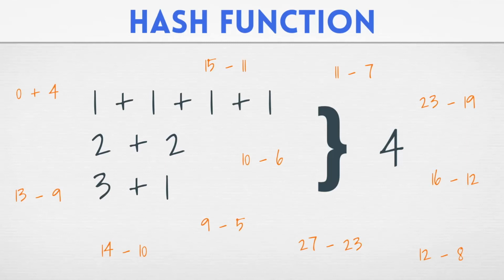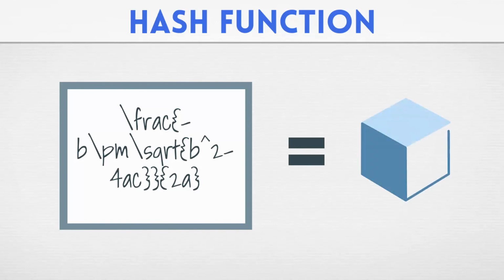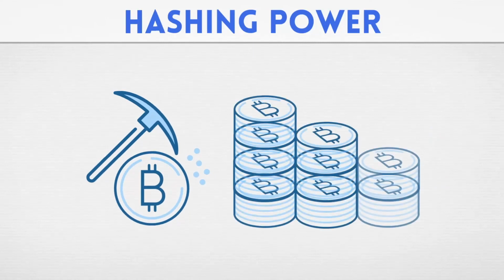Where you have loads of different types of data, the system has to keep guessing until it gets the right one. So basically, the process of solving mathematical problems that I mentioned before is looking for a hash function. Whoever solves the hash first gets to add the next block of transactions to the blockchain. Hashing power is the measure of mining performance.